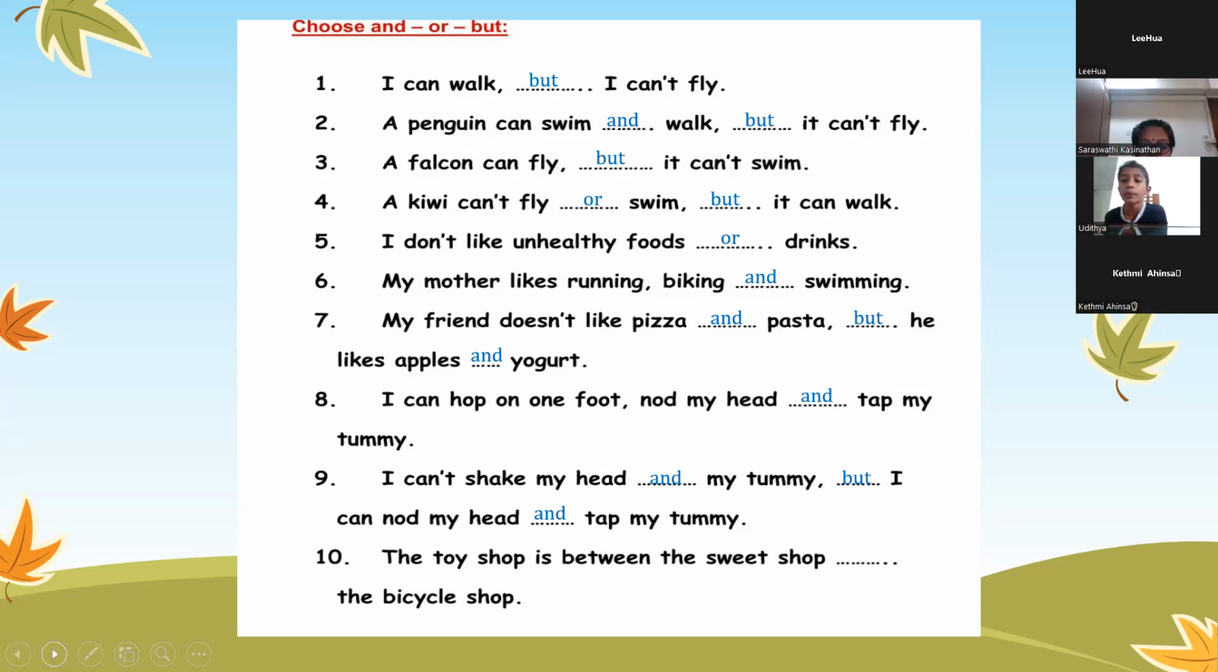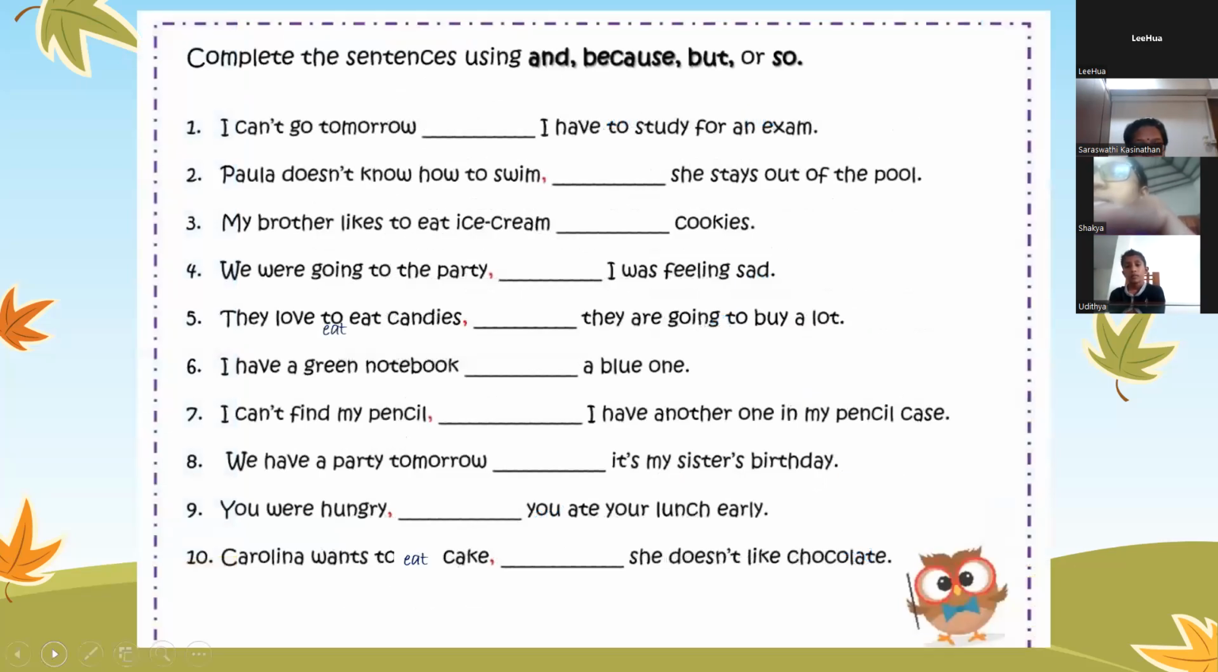Okay, number 10. The toy shop is between the sweet shop and the bicycle shop. Very good. Well done, children. Good job. I think all of you need a round of applause for reading, understanding, and giving the answer so quickly.